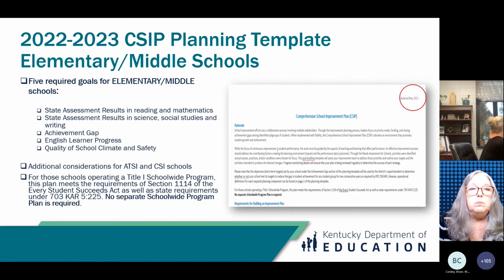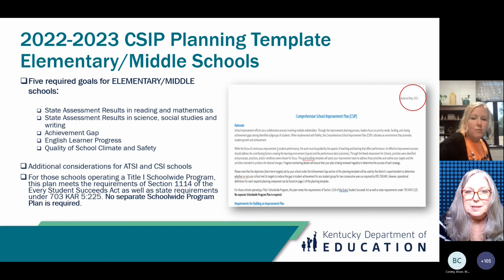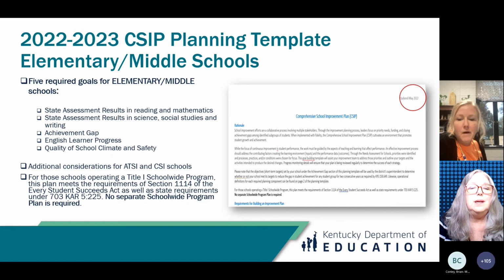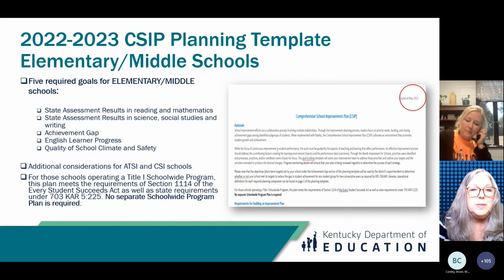For elementary and middle schools, you are required to have goals for 5 of those pieces. So they're the same, except you do not have the graduation rate and you don't have the post-secondary readiness. So you have your state results in reading and math, you have your state results in science, social studies, and writing, your achievement gap, your English learner progress, your quality of school climate and safety, and then the additional considerations for ATSI, TSI, and CSI schools. There's a section, we'll walk through that a little bit.